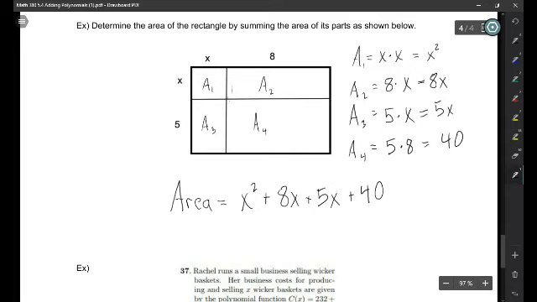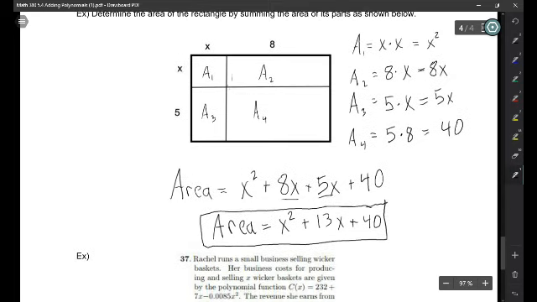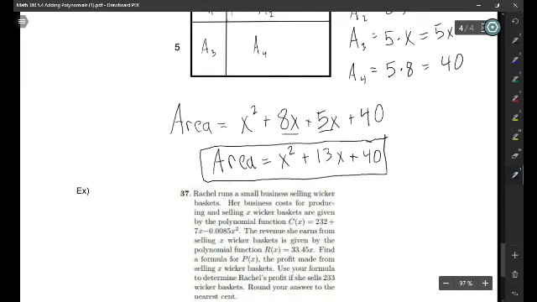So we can say that area is equal to x squared plus 8x plus 5x, 13x, and plus 40. Right. That concludes this lecture.